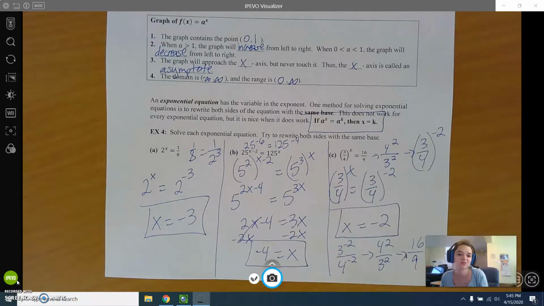So that's how you solve exponential equations, or at least one way to solve exponential equations, is try to get them to have the same base first. And sometimes that's going to take a little bit of work, but go ahead and try to get them to be the same base first. Once they have the same base, then their exponents will be equal to each other.